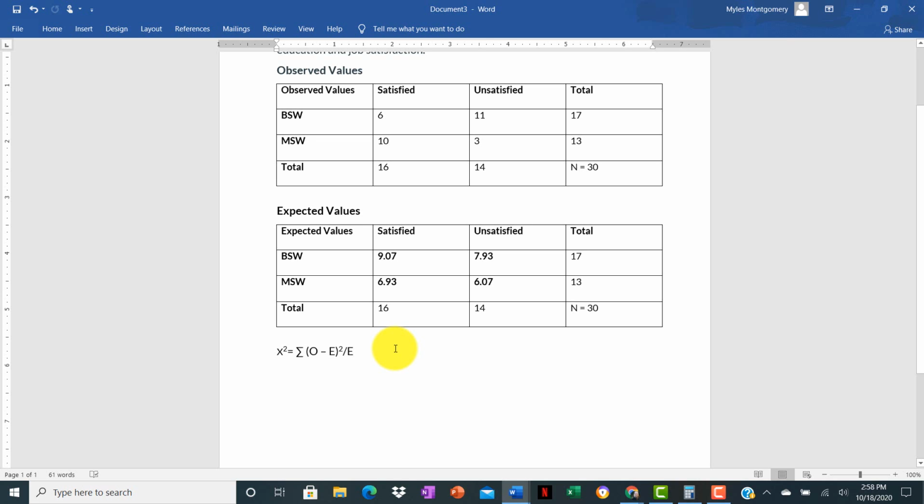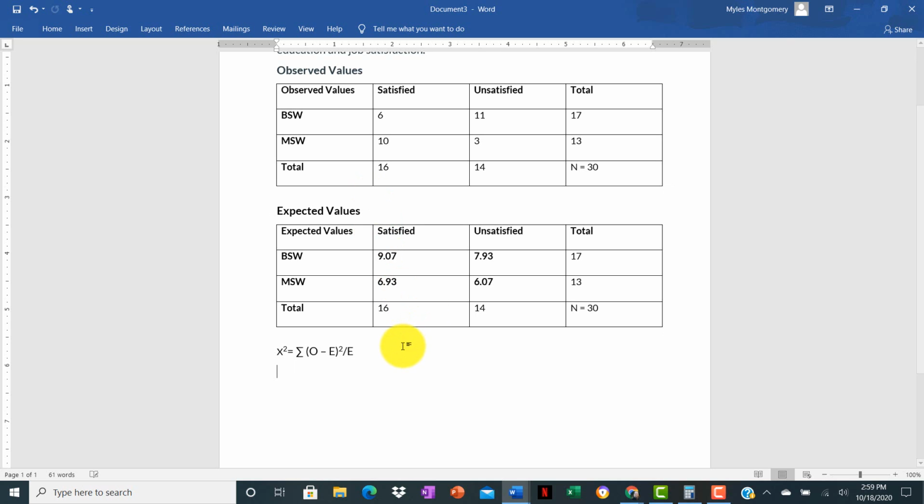So you're going to find a calculated value for each one of the cells. So just like we had an observed value for here and a corresponding expected value here, we're going to use both of these values to find a calculated value for this cell. Because notice the cell for BSW is satisfied, okay, right there and right there. It's almost like they're over top of each other. So we're going to find a value that's the total value or the total calculated value for that cell.